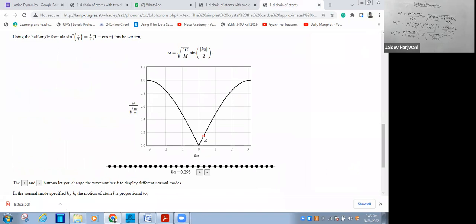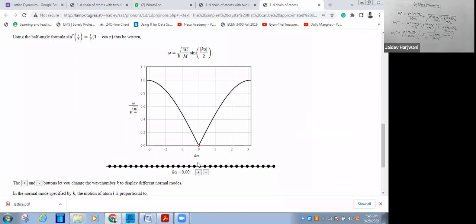When I am very close to k tends to 0, you can see all these atoms are in phase. In phase means all these atoms are moving in the same direction. In the acoustic branch, when k tends to 0, there is no vibration. When k is equal to 0, we don't get any acoustic frequency, and the atoms don't vibrate.